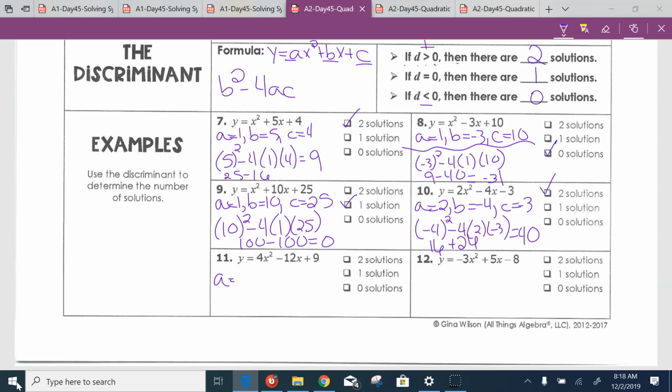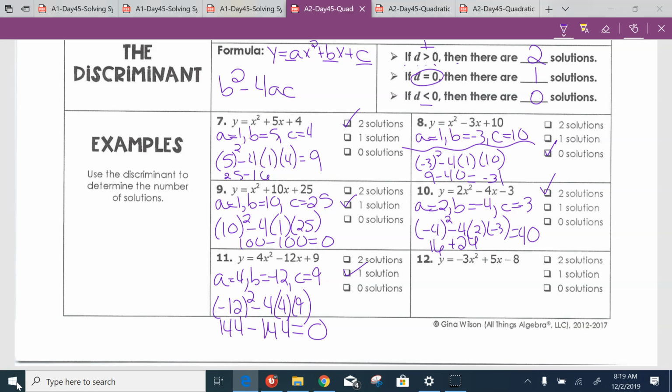Going on. Number 11. My A value is 4, my B value is negative 12, and my C value is 9. If I use a discriminant, it's going to be negative 12 squared minus 4 times 4 times 9. We get 144 minus 144, which again gives me a 0. If the discriminant is equal to 0, then there is only one solution.